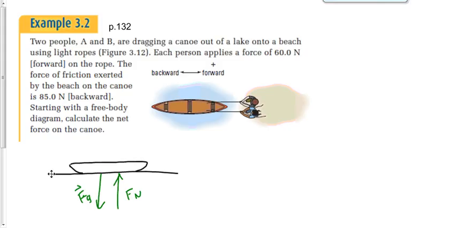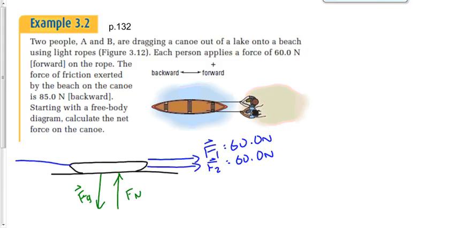We know that we have a force acting to the right. We'll call it F1, 60 newtons. We know we have another force acting to the right. We'll call it F2 of 60 newtons. And we know we have a force of friction exerted backwards of 85 newtons. So it's going to be a little bit bigger than the 60 newton force.